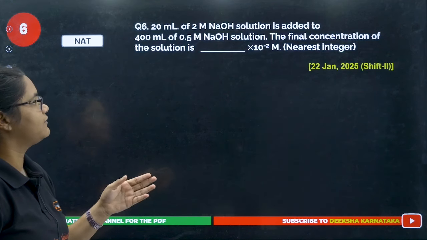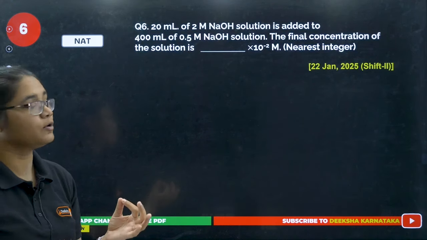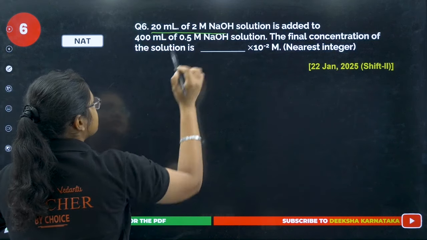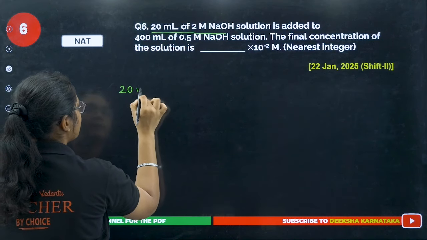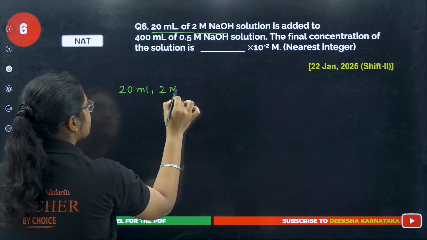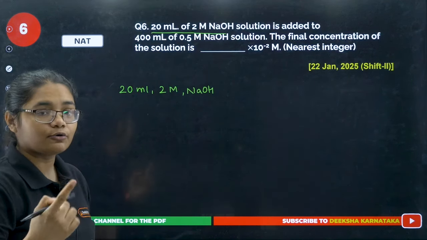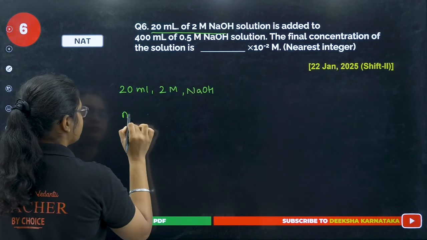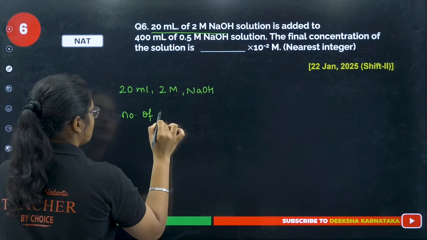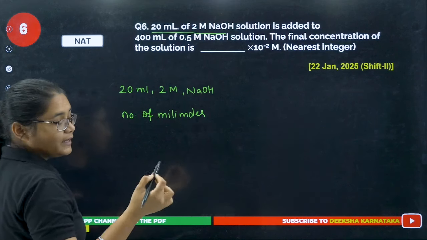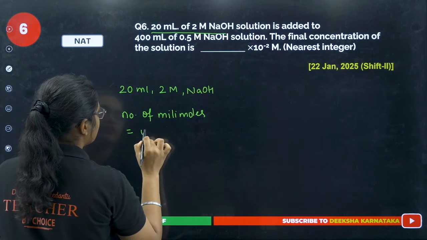Moving to the next question here. 20 ml of 2 molar NaOH solution is added to 400 ml of 0.5 M NaOH solution. The final concentration of the solution is. Okay, so first of all we have one solution, that is 20 ml 2 molar NaOH. As I have just now discussed, number of millimoles will be equal to molarity into volume. So that is 40 millimoles.